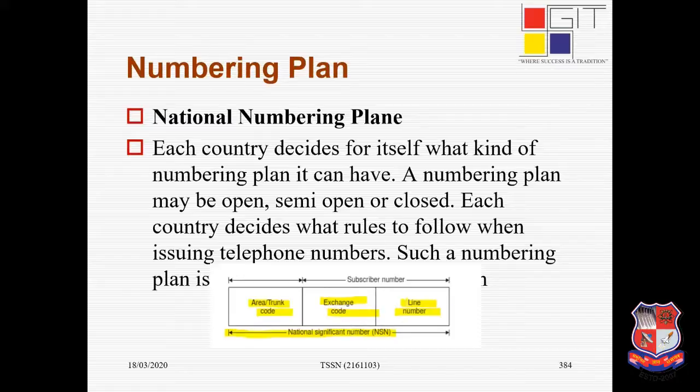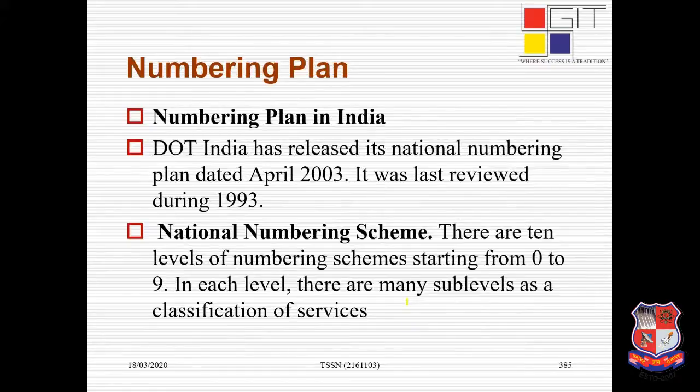Those are your specific identifiers, right? So the numbering plan: DOT, the Department of Telecommunication of India, released its national numbering plan in April 2003. It was last reviewed in 1993 and has then been released. Numbering scheme: there are 10 levels of numbering scheme, starting from 0 to 9.